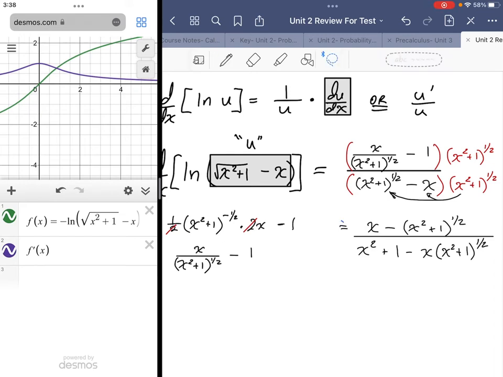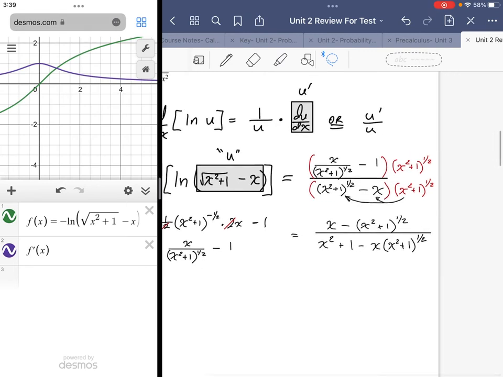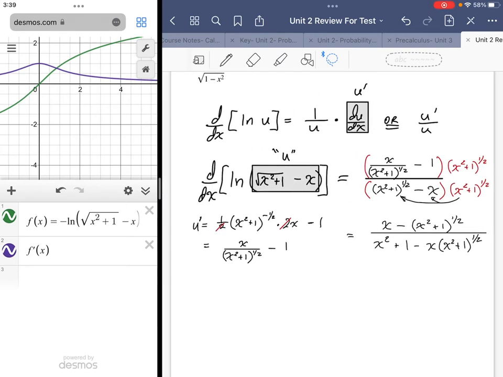So what we can do is multiply everything by x squared plus 1 to the 1/2. But what that's going to do is, well, it's kind of weird. It's going to get rid of the radical here, but it's going to introduce radicals over here. So it's really just a question of whether we're willing to go down that road.